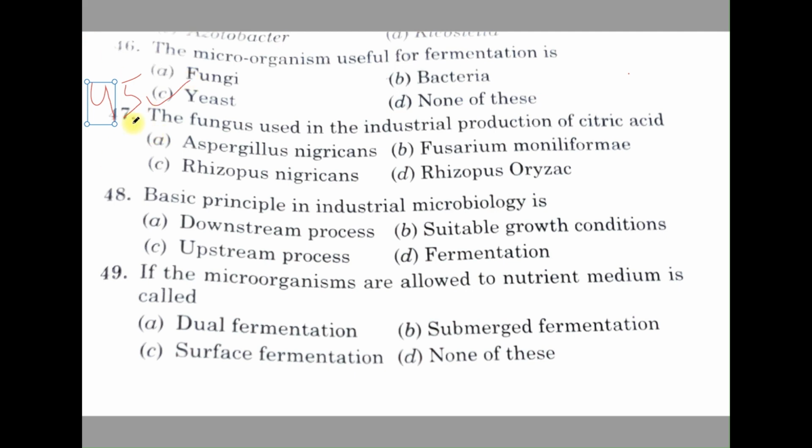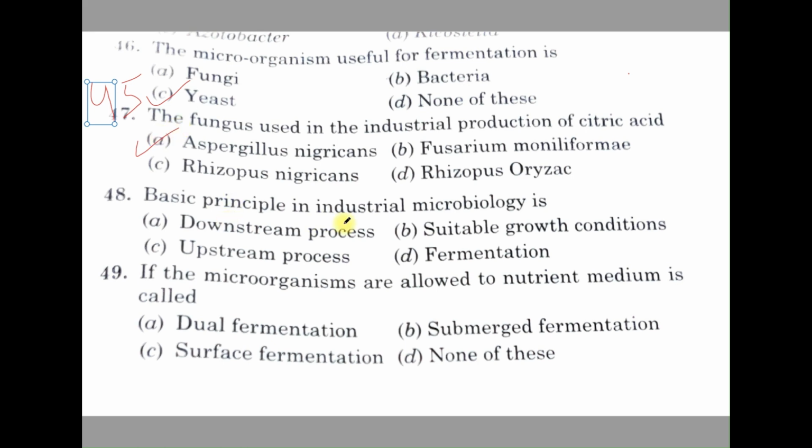Question number 47. The fungus used in the industrial production of citric acid. A. Aspergillus nigricans. B. Fusarium moniliforme. C. Rhizopus nigricans. And D. Rhizopus oryzae. Here the correct answer is A. Aspergillus nigricans.